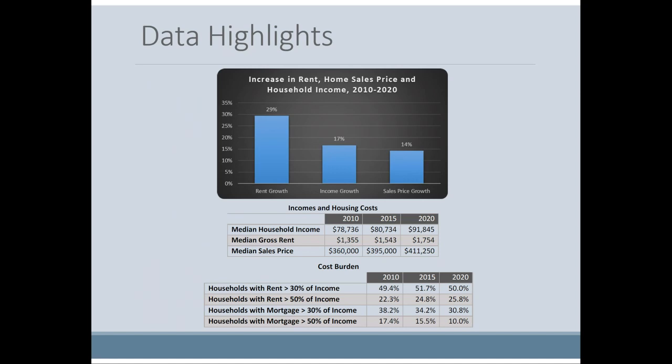The graph below shows that 50% of all of our renters in the city are spending more than 30% of their income on rent. And of those, 25% are spending greater than 50%. For ownership, approximately one in three homeowners is spending greater than 30% of their income. And of that, 1 in 10 homeowners are spending greater than 50% of their income. So there's this real disconnect between costs and income.